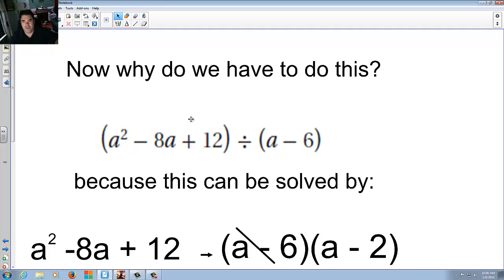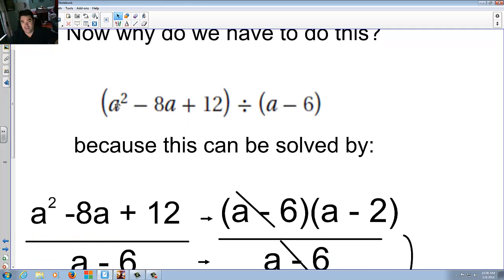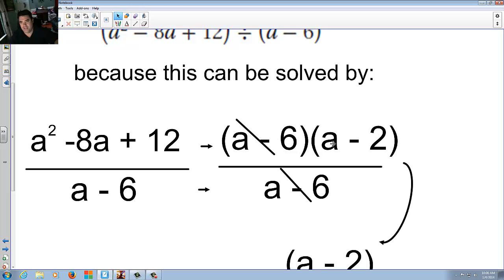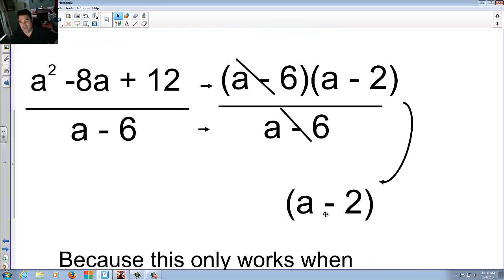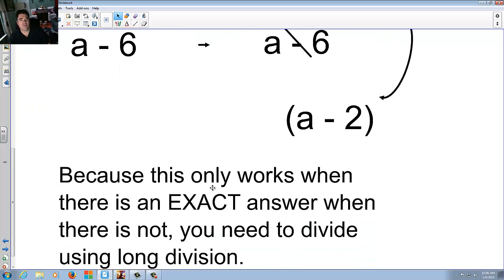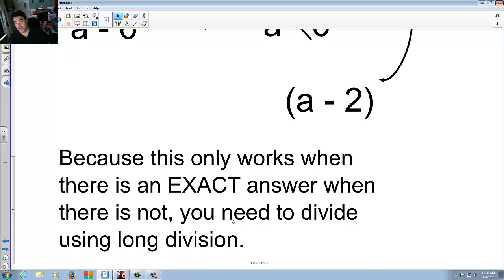Now, why do we have to do all this? I mean, can it be solved like this? A squared minus 8a plus 12. Couldn't I just split it into a minus 6 and a minus 2 and cancel these two and get a minus 2? Why do I have to do all this long division stuff? Because this only works when there is an exact answer. When there is not, you have to use long division.